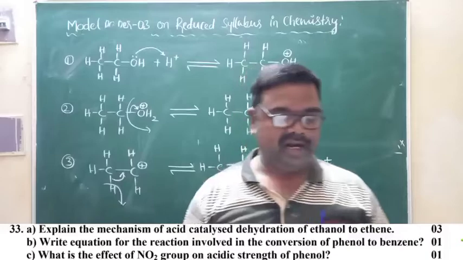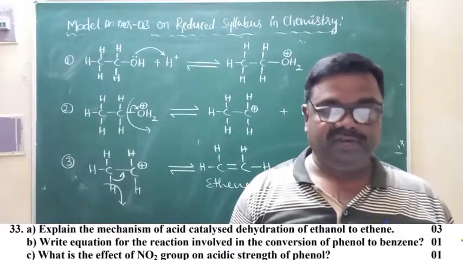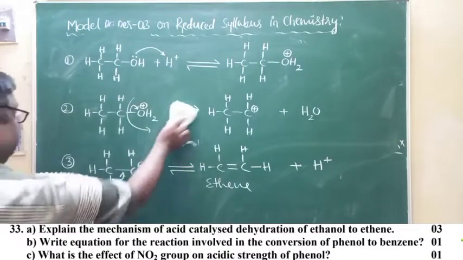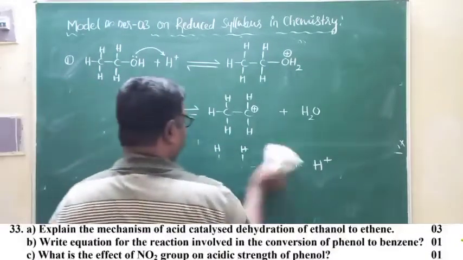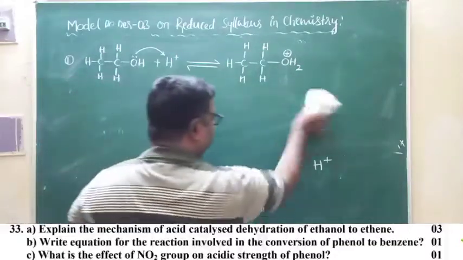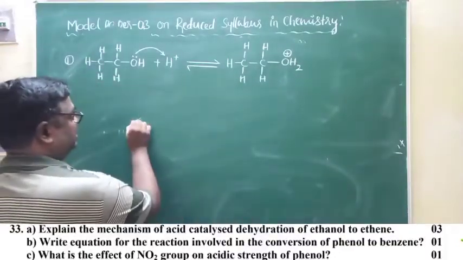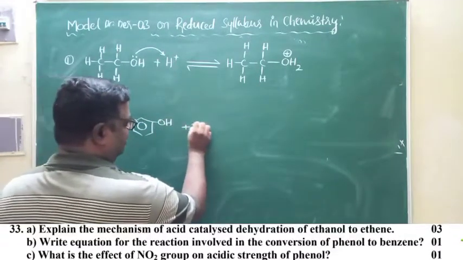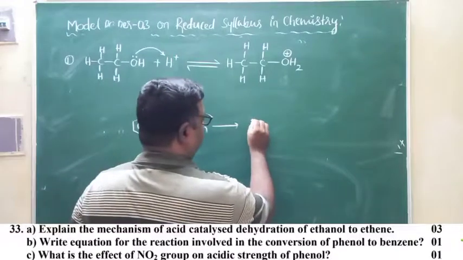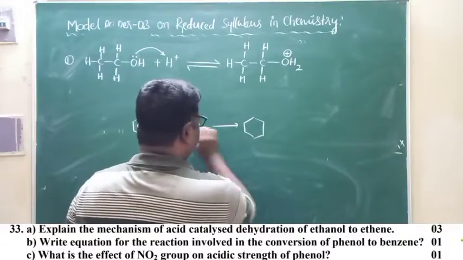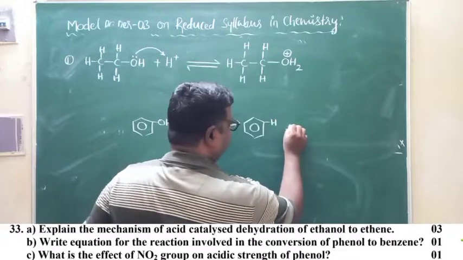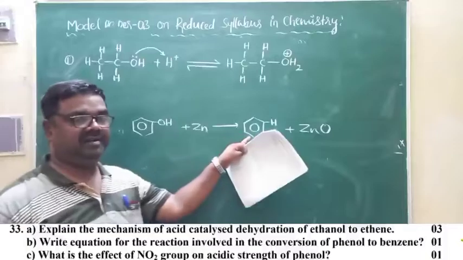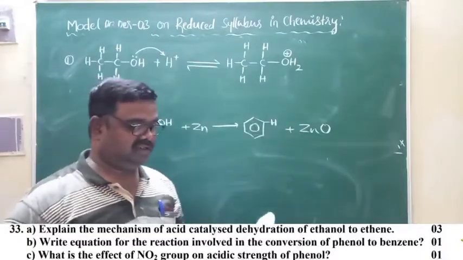33B, look: write the equation for the conversion of phenol to benzene. Phenol can be converted to benzene by reduction using zinc. Look at this. This is phenol. When it reacts with zinc on heating, zinc removes oxygen from phenol and it becomes benzene. And this is zinc oxide. This is the conversion of phenol to benzene. This is the equation.